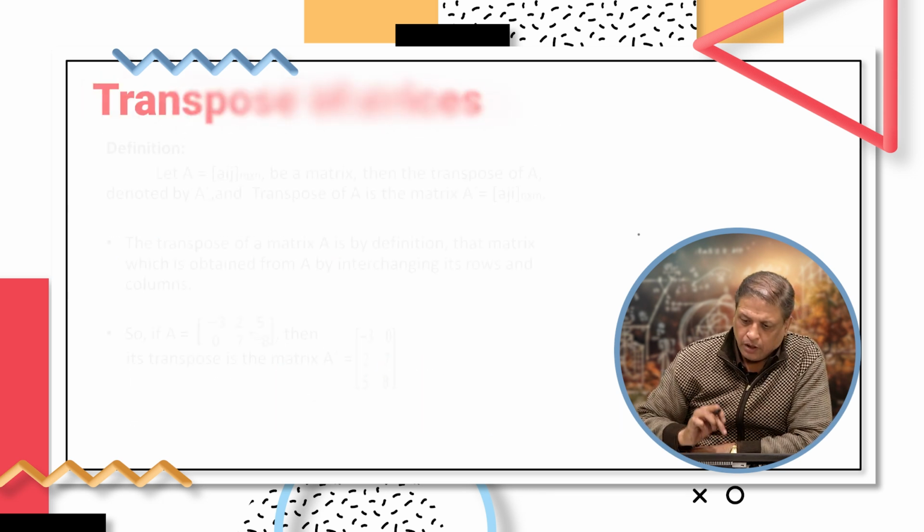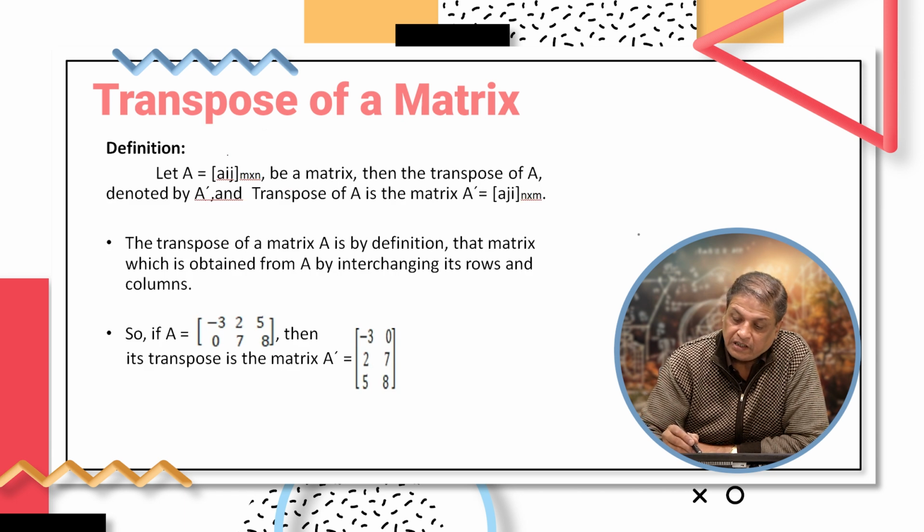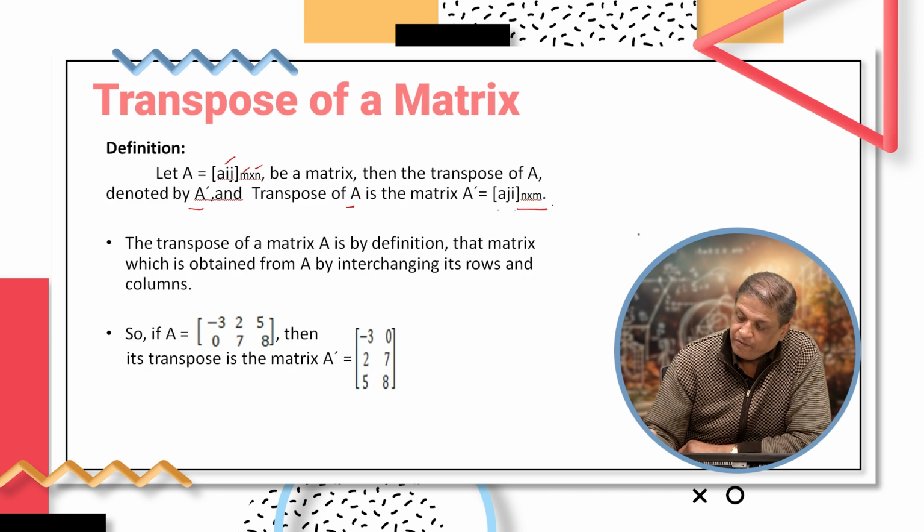Now, thereafter, another important concept is the transpose of a matrix. The definition of the transpose of a matrix says that we can change rows into columns. That means, let Aij, m by n, be a matrix. That is, Aij are the elements and m by n is the order of the matrix. Then the transpose of A is denoted by A dash, and the transpose of A is the matrix Aji, not Aij, and the order will be n cross m, not m cross n. That means the rows are changed into columns and columns are changed into rows.